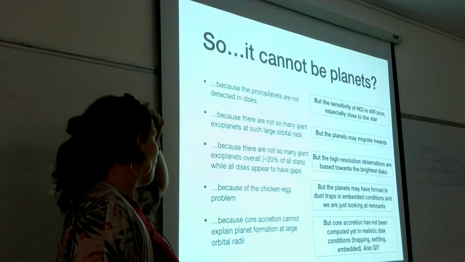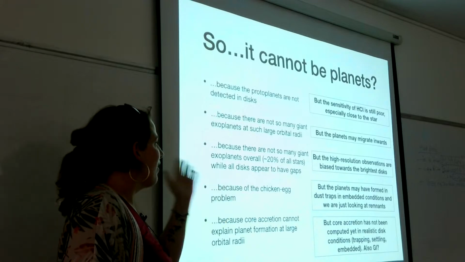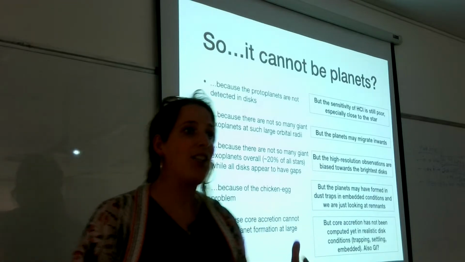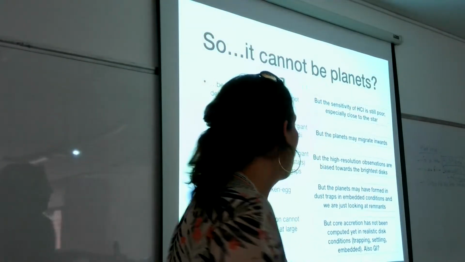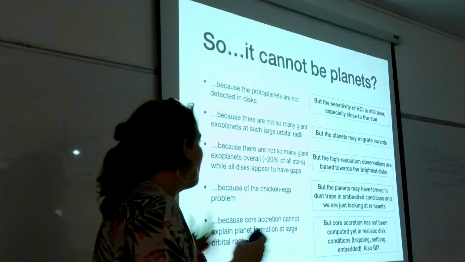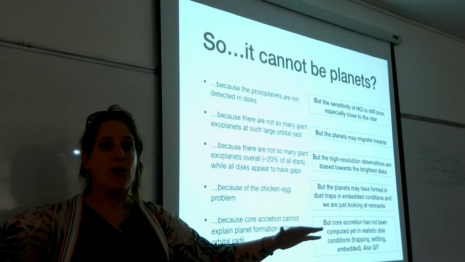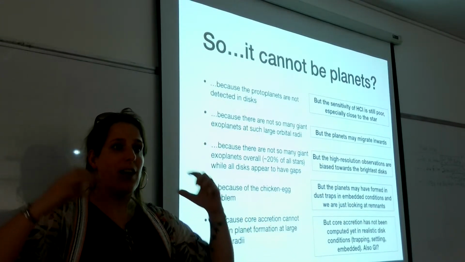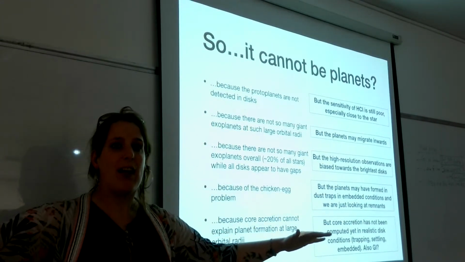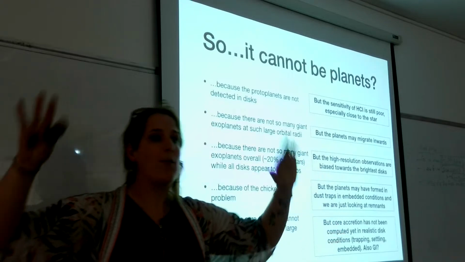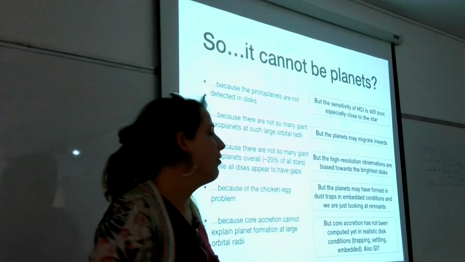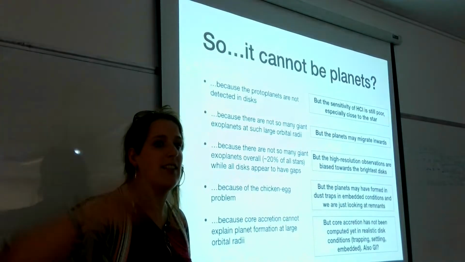The chicken-egg problem: planets may have formed in dust traps in embedded conditions, maybe through some of these hydrodynamic instabilities. And now we're just looking at the remnants of the disk. There's no more planet formation happening. We're just looking at a disk where all the planets have already formed. They've created dust traps, and now the dust traps are just going to stick around until the disk is dissipated.